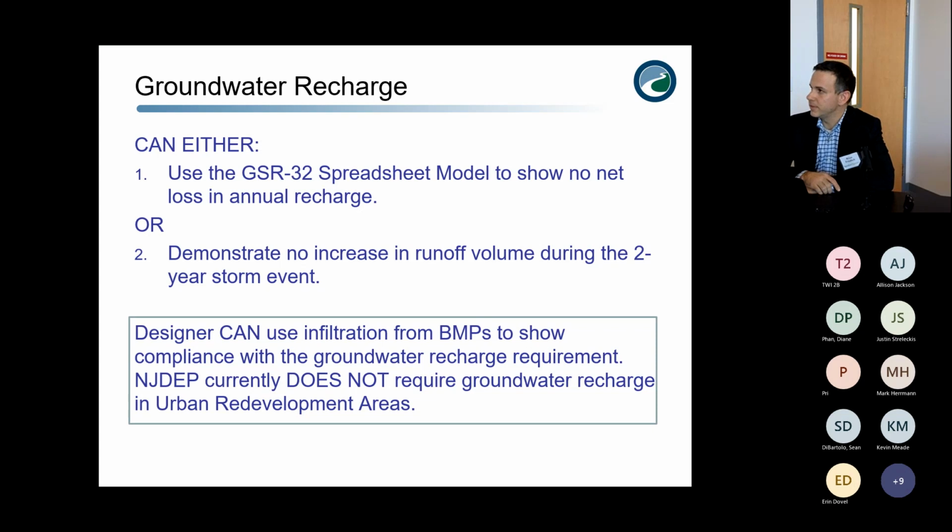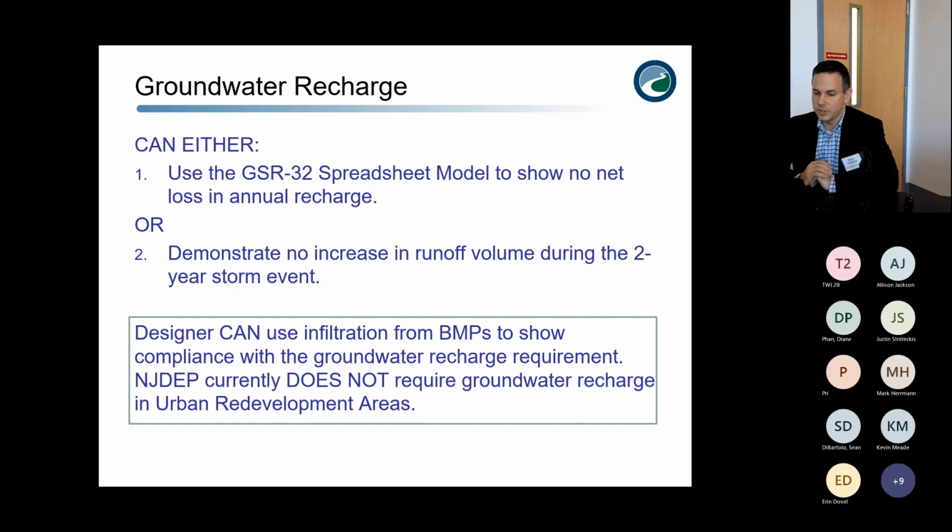For groundwater recharge, in order to meet that criteria, again, there's 2 options in order to show compliance with that. The first is using a spreadsheet model that NJDEP developed. It's called the GSR32 spreadsheet model, which looks at your pre-development conditions and post-development conditions over an entire annual period and calculates an amount of annual recharge that's occurring on the site. So you look at that from pre-development conditions to post-development conditions, and you see if there's any deficit that was created as part of your project. If there is a deficit within that spreadsheet, you can plug in different types of BMPs to show that you are mitigating and offsetting that deficit with, for example, an infiltration basin or infiltration trench.